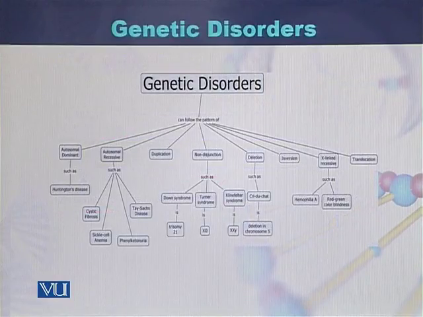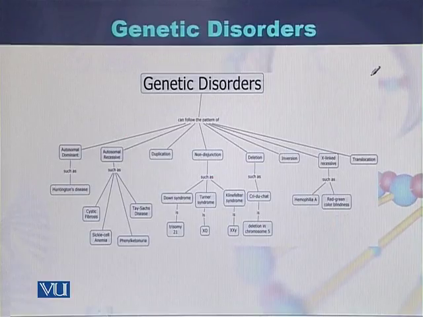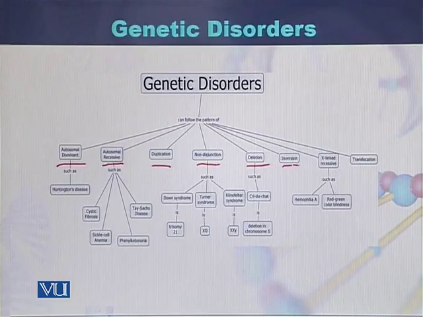So if we divide or learn what genetic disorders are, they can follow different patterns. Those patterns can be autosomal dominant, autosomal recessive, duplications, non-disjunction, deletion, inversion, X-linked disorders, and translocations. So these are all patterns which genetic disorders or genetic diseases follow.